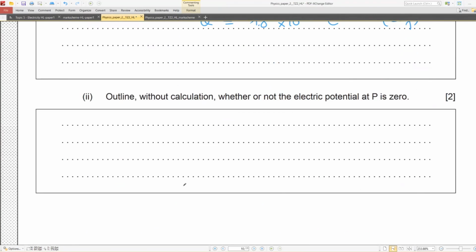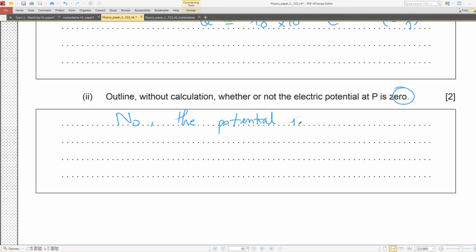Outline without calculation whether or not the electric potential at P is 0. Is it 0? No. Not 0. You might think yes is the right answer, but it's the opposite. The potential is not 0.